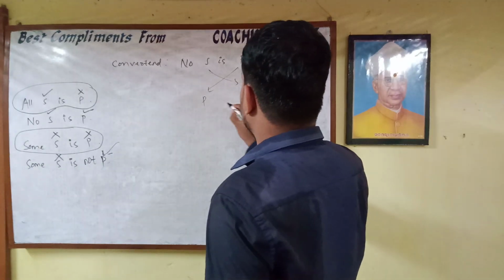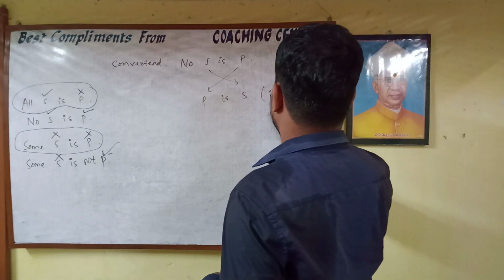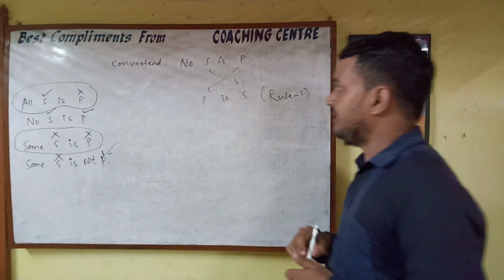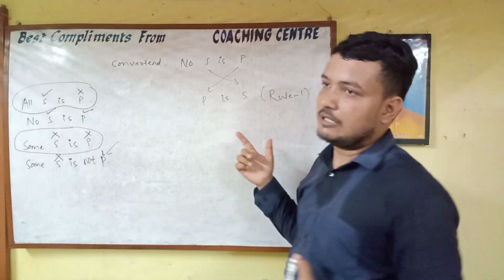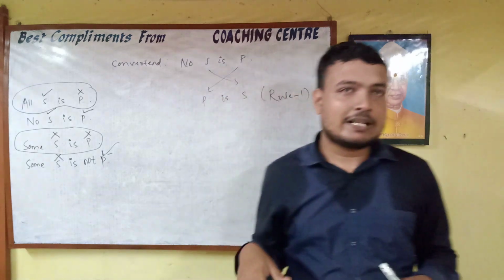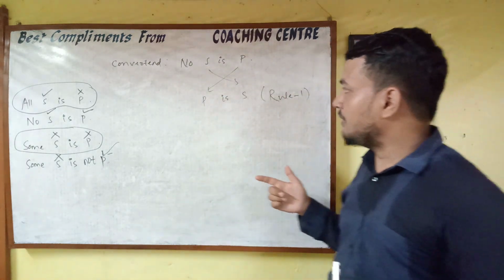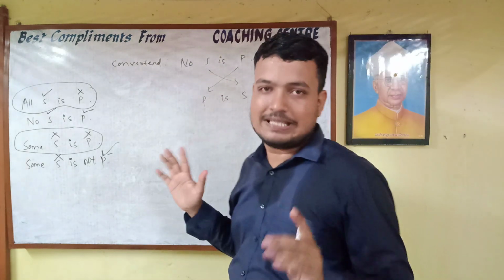Okay, first rule is what? The keyword is interchange. Subject and predicate will be exchanged. This is rule 1, right. The subject of the convertend is the predicate of the converse, the predicate of the convertend will be the subject of the converse. This is the simple first rule.